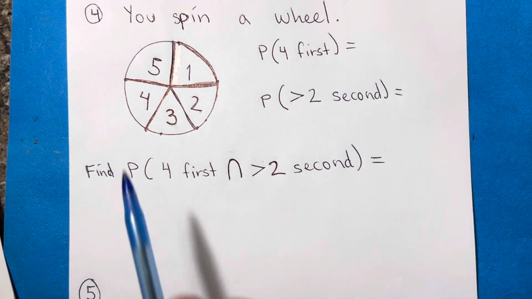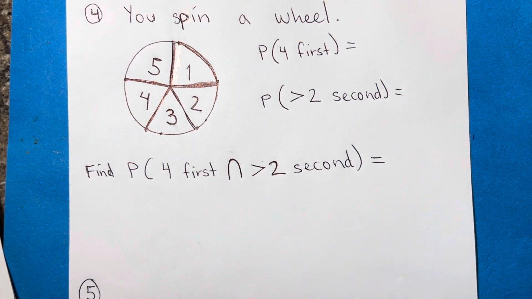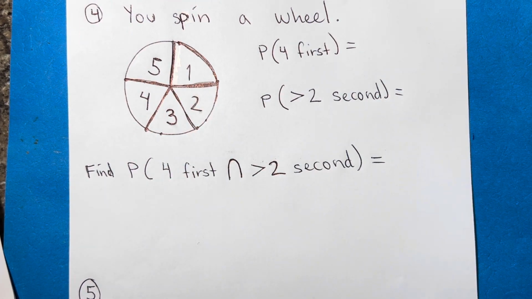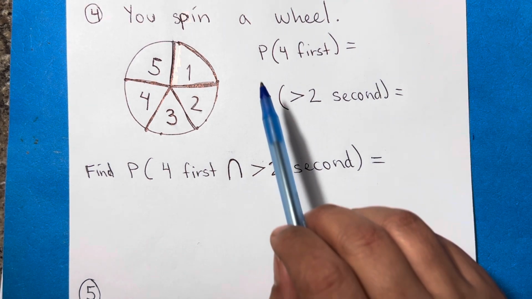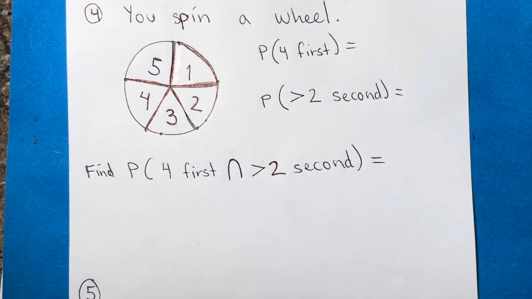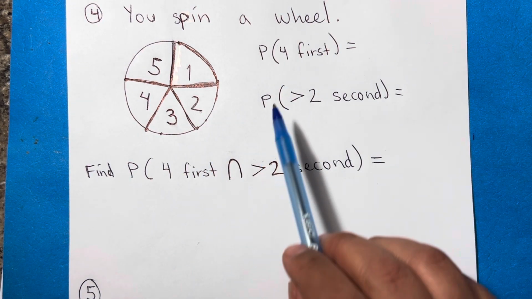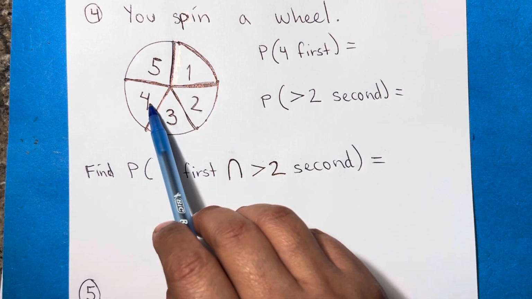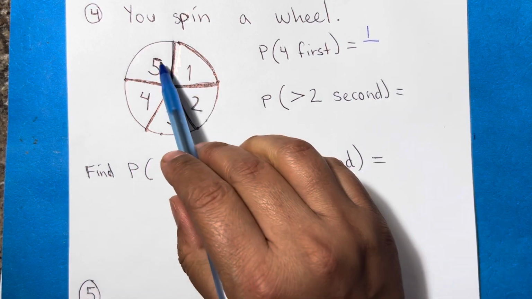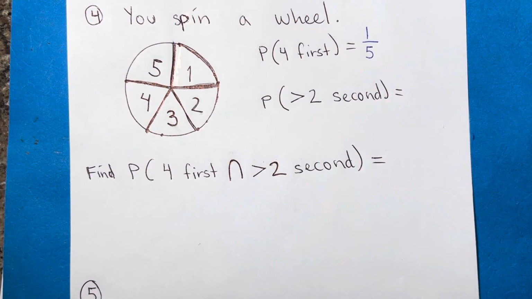Okay, for number 4, pretend that this is a fair wheel, that all of them have the same amount of space or area, and so they have the same chances of getting to any of these numbers. So what is the probability that you get a 4 first when you spin this wheel? A 4, how many 4s do we have? There is only 1. So 1 out of how many total? There are 5 possible outcomes.